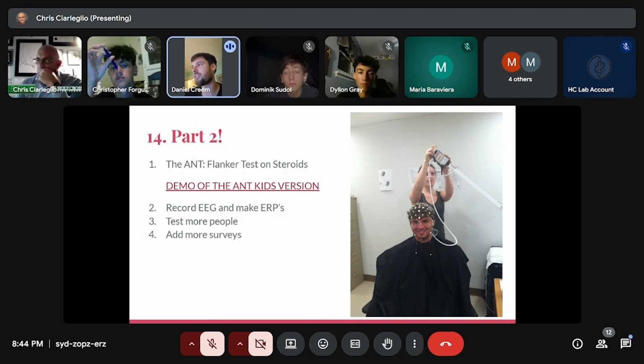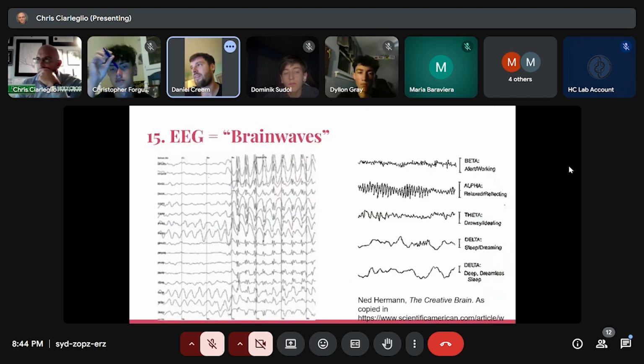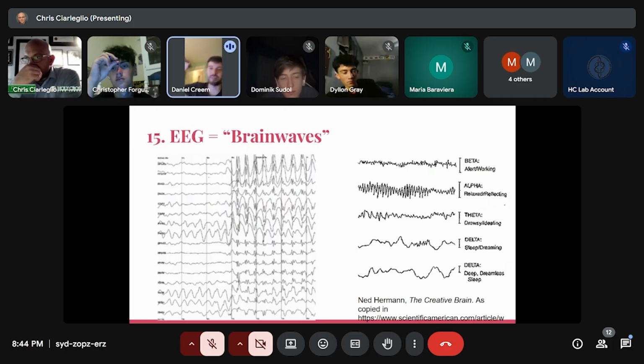So if we go to the next slide, we call these brain waves. Maybe some of you have heard of them or seen it on a medical show or something like that, but this is what a raw EEG looks like. Each of those squiggly lines represents a different electrode on the scalp, and we can just record that.